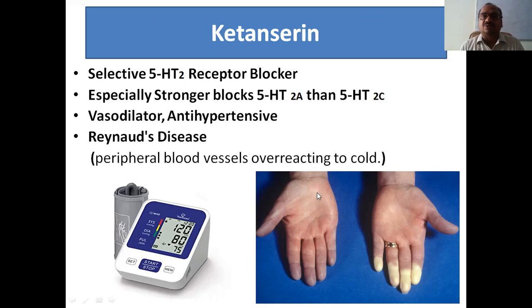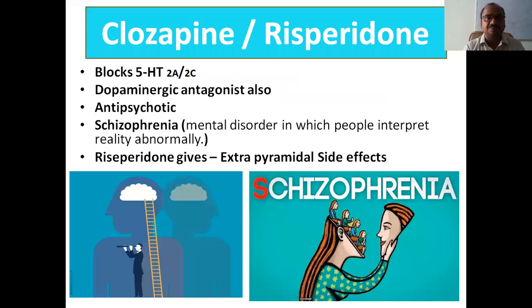Peripheral blood vessels overreacting to the cold. See, this is the peripheral, almost at the end. Peripheral means the sides, toes, fingers. This is called peripheral. Whenever there is a cold environment, especially in old age, these fingers overreact, and they look almost like a freezing condition. In such cases, this drug is an expert. This disease name is important for competitive exams.